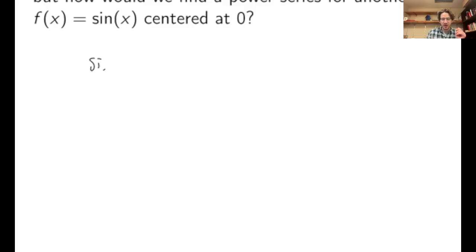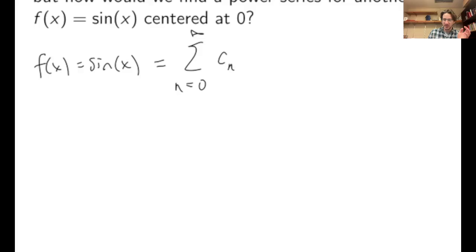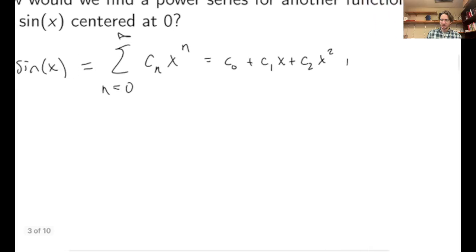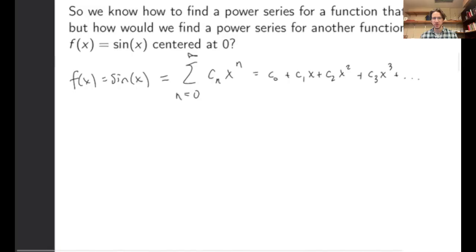Geometric stuff isn't going to work, so if I call f of x sine of x, I want to write this as the sum from 0 to infinity of some coefficients times powers of x, centered at 0, so not x minus a constant or anything. This is what I want to find. It looks like C0 plus C1 times x plus C2 times x squared plus C3 times x cubed, and so on and so on.